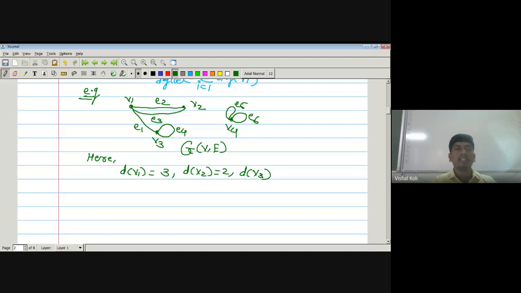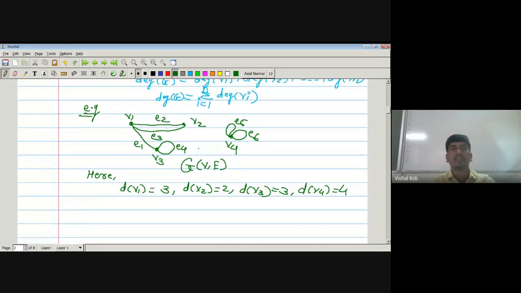Degree of V3: the edges E1 and E4 are incident on vertex V3, and we know that a loop at a vertex contributes 2 degree. So this is 2 plus 1, which is equal to 3. And the degree of V4: as there are two loops on vertex V4 and each loop contributes 2 degree, its degree will be 4. Okay, so these are the degrees of each vertex in graph G.